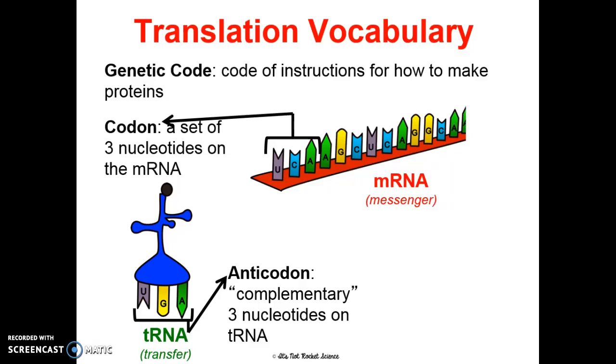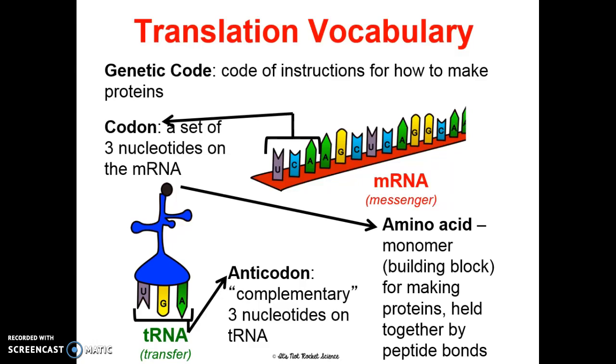Now an anticodon is the 3 nucleotides that are attached to the tRNA that are complementary to the codon on the mRNA. And so we'll talk about that more later in their interaction. And the last one is just amino acid. So recall, that's our monomer for proteins. It's the building block, and it's brought to the mRNA by the tRNA. And the amino acids are held together by peptide bonds.